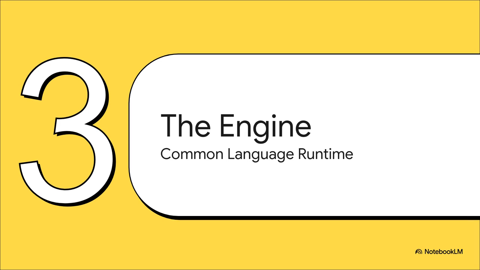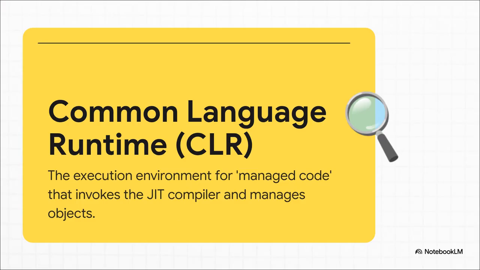Okay, but something has to manage this entire factory floor, right? It has to oversee the JIT compiler, the code, the memory, the whole shebang. That something is the engine at the very heart of .NET, and it's known as the Common Language Runtime, or CLR. The CLR is basically the master control system. It's the execution environment where your code actually lives and breathes while it's running.